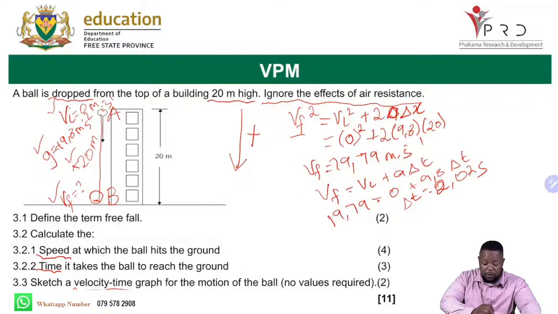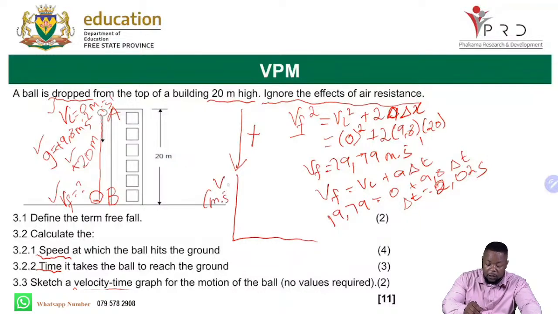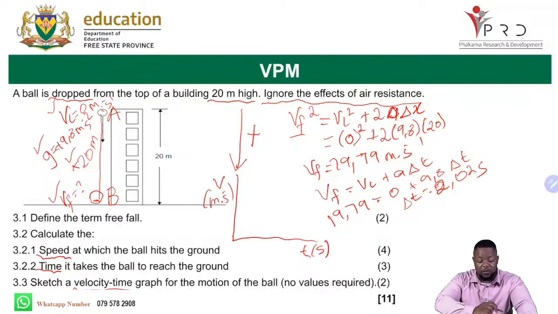The last question, the velocity versus time graph. You should remember that our velocity versus time graph should be a straight line of the motion of the ball, no values required. So it will depend on which direction you chose as positive. So one possible velocity versus time graph, velocity in meters per second, and our time in seconds. What is very important here is that the ball is dropped. So if the ball is dropped, the initial velocity is supposed to be 0, so we expect our graph to start from the origin.